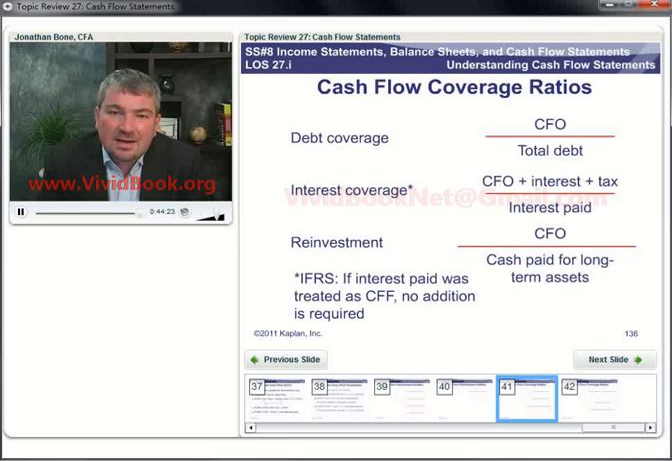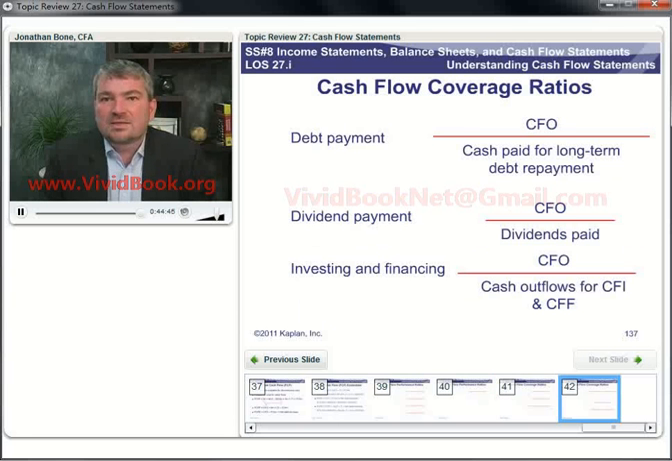Note again, under IFRS, if interest paid was treated as a CFF, then you're not going to have to add it back because it was never deducted from CFO in the first place. Reinvestment is simply CFO over cash paid for long-term assets, and of course it's looking at how comfortably we're meeting our capital expenditure from our cash flow from operations. Last one's debt payment, CFO over cash paid for long-term debt repayment. Again, it's looking at how comfortably we're making the principal payments on our debt.